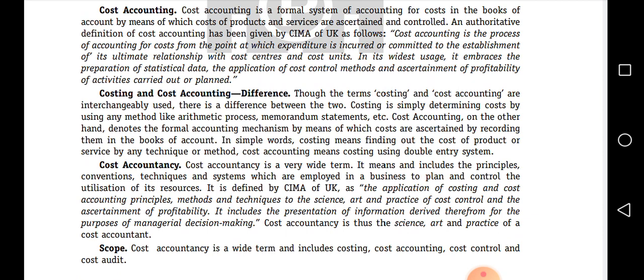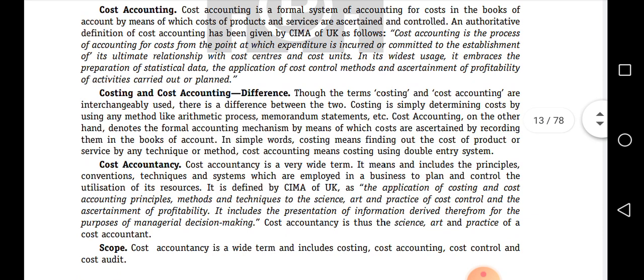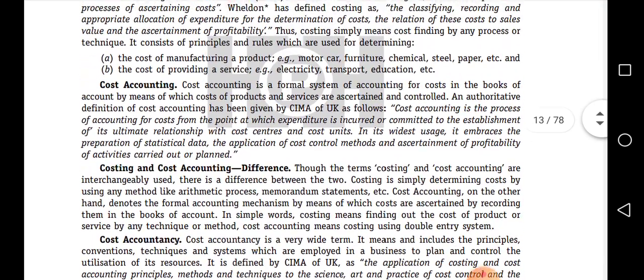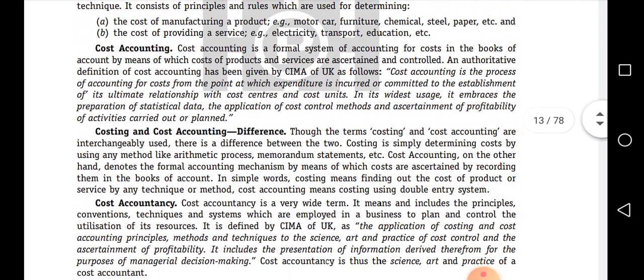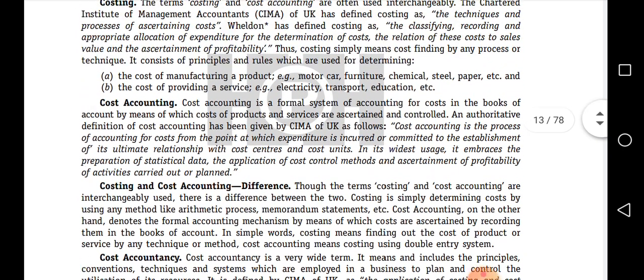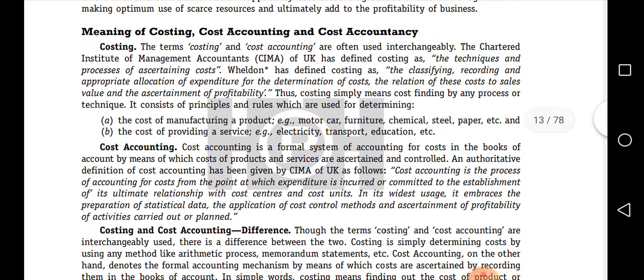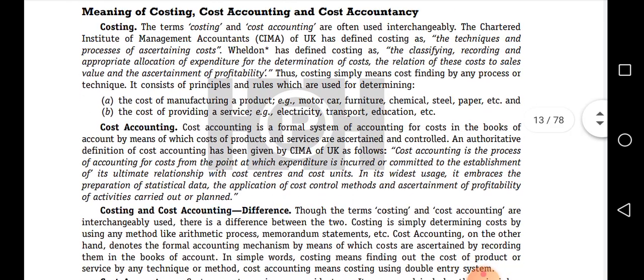On what techniques you are going to ascertain the cost, that is what we consider as cost accountancy. So those are the three terms: costing, cost accounting and cost accountancy. Overall, the existence of cost accounting is due to the drawbacks of financial accounting. Moreover, what is the purpose of cost accounting? What do you mean by cost accounting? It refers to the process of ascertaining the actual cost incurred to produce a unit and model. These are the basic terms of costing.